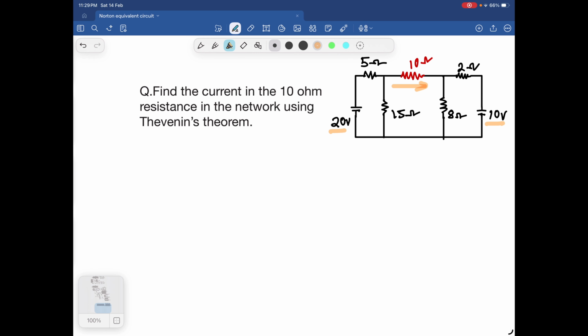For Thevenin's theorem, what we know is that any network can be transformed to a simple circuit which contains a voltage source and a series resistance. Here this one is the RTH, the equivalent resistance of the network, and this one is the VTH, the open circuit voltage. Then you can connect the load.